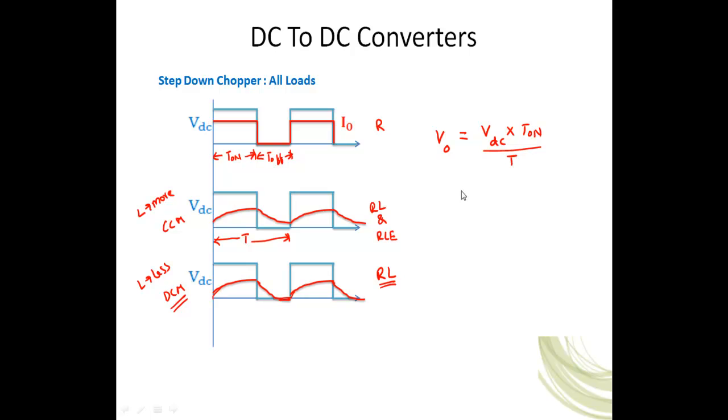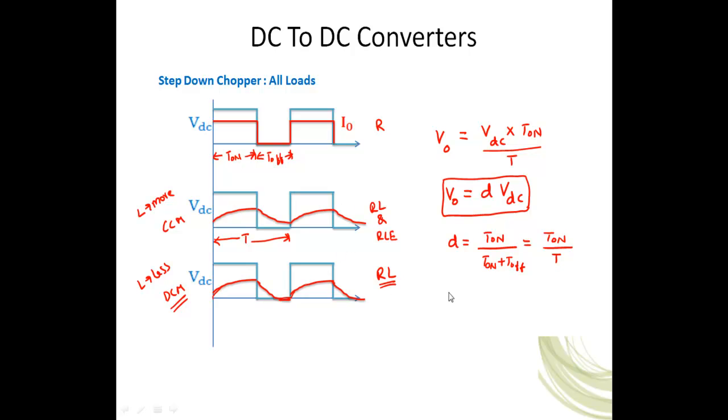T on divided by T is generally represented as D. So the average output voltage is D into VDC. Here D is the duty cycle or duty ratio. You can take D as T on divided by T on plus T off, that is, the on duration divided by the total duration.